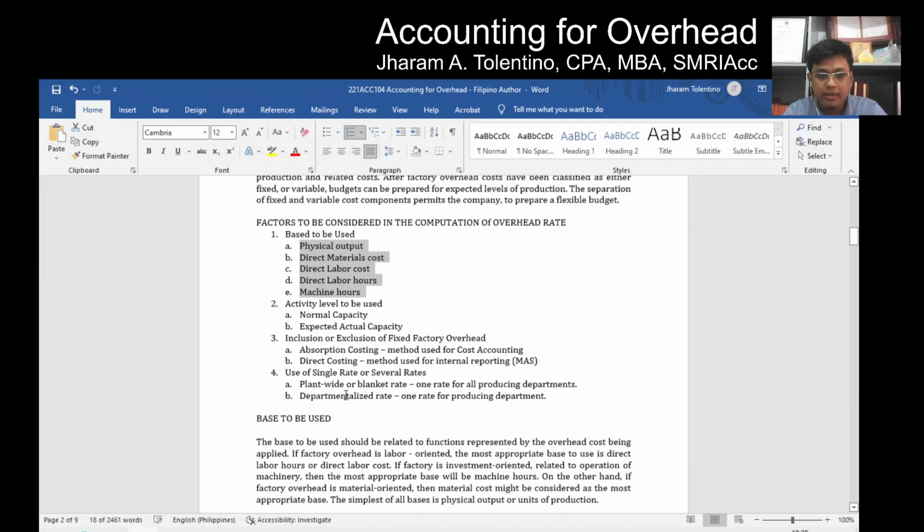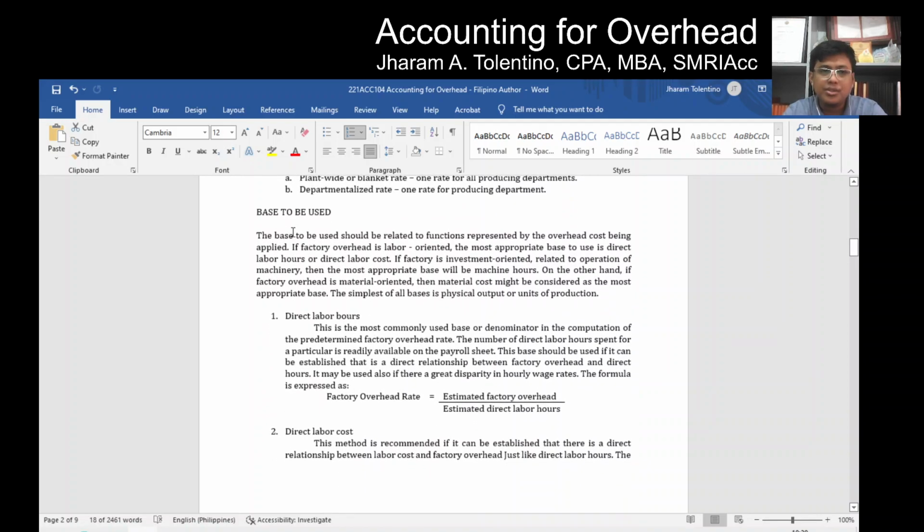Okay? And then the use of a single rate or several rates. So, gagamitin natin dito sa discussions natin are plant-wide rate or blanket rate or one rate for all producing departments. And then we have departmentalized rate wherein one rate for the producing department. So, let's check natin yan.